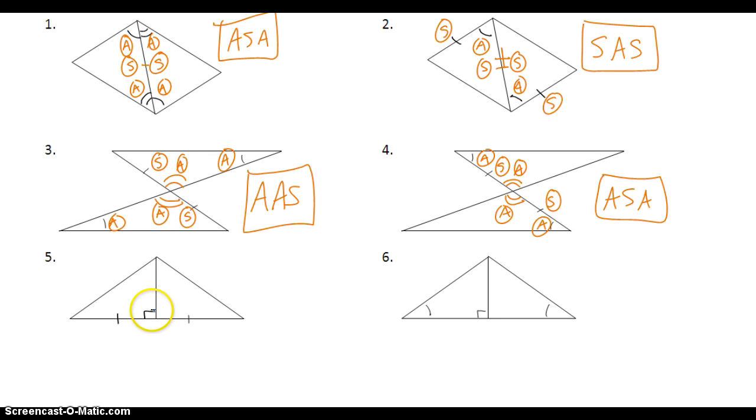Number 5, I have a right angle, which means that this line is perpendicular to this line. Well, if these lines are perpendicular, this is a right angle, and so is this one. Since these are both right angles, they're going to be congruent to each other. And I have a pair of congruent sides, and I have a pair of shared reflexive sides. So example number 5 is side, angle, side.